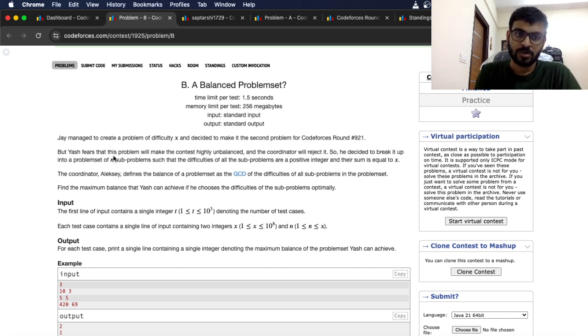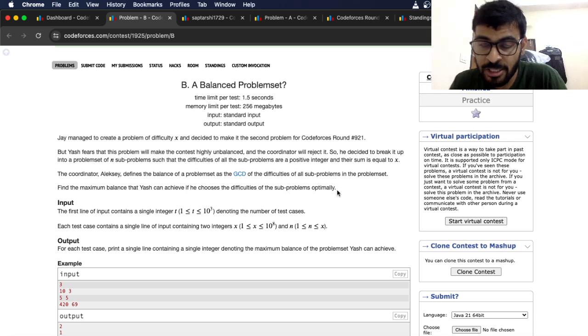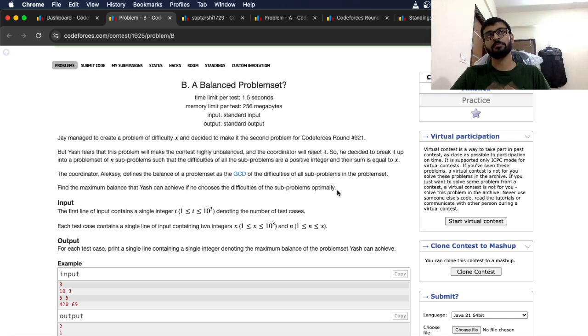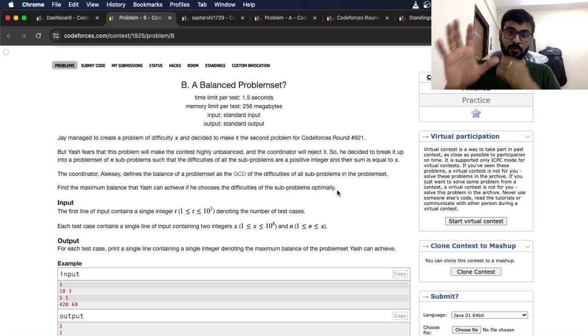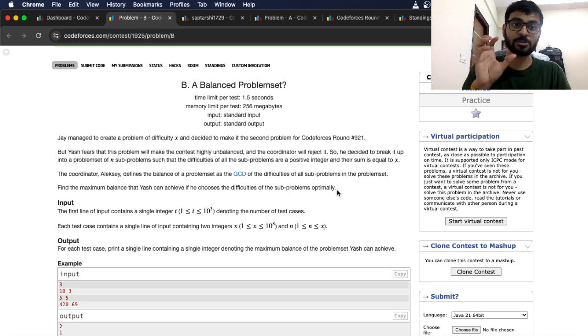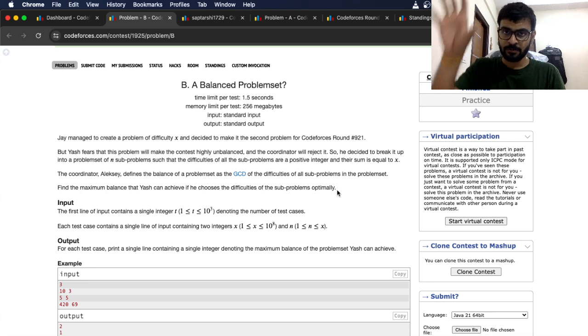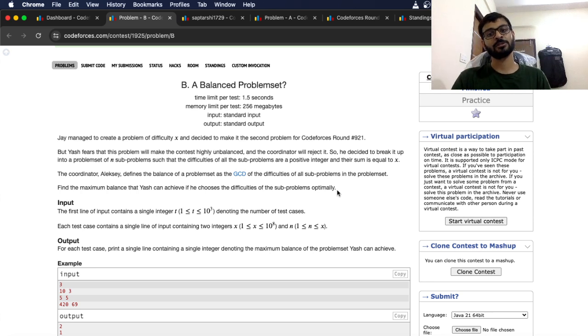And you have to maximize the balance. What is the balance? The GCD of all the difficulties. So if I make it short, that is what we computer programmers do. We try to simplify the problem so that we understand it in a crisp way. Given a value x, you have to divide into few values such that the sum of their values is equal to x, and they are n in number, and their GCD is the maximum possible.